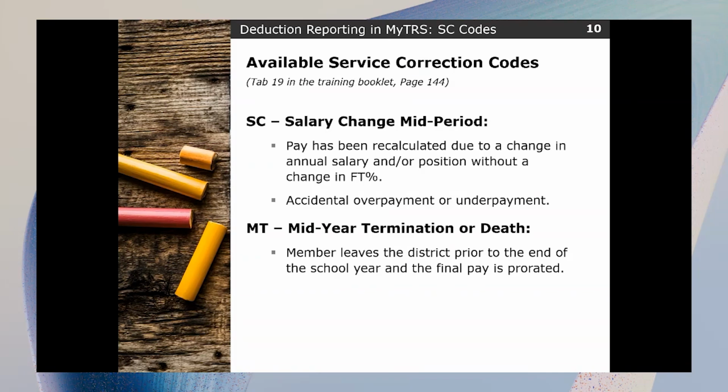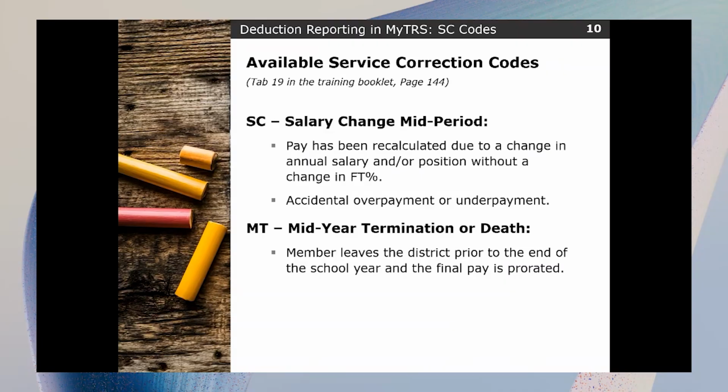So maybe somebody showed they got their master's, they moved from a bachelor's 45 step 6 to a master's step 6, and you recalculated their base pay as a result because it happened after the beginning of the year. That's literally when you would use the salary change mid-period code. That's the original intent for that. It's no change in FTE, just their annual salaries changed.